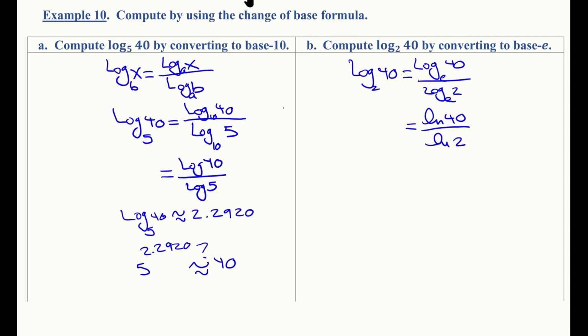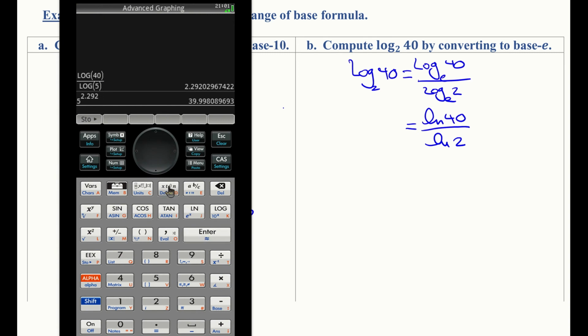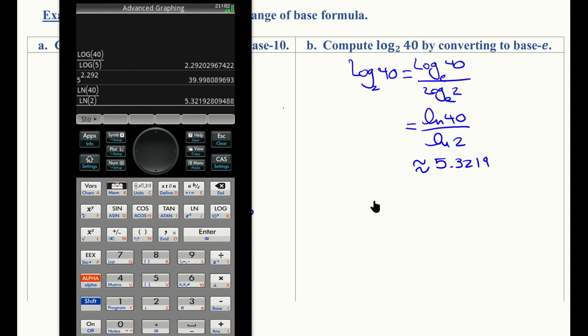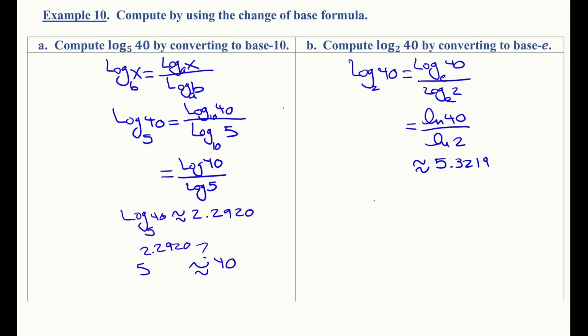So let's go ahead and bring the calculator back. This time we're going to type in ln 40, exit the parentheses, divided by ln 2, and we get 5.3219 approximately. Let me make sure I wrote that correctly. 5.3219. Okay. So that, of course, is going to be log base 2 of 40.